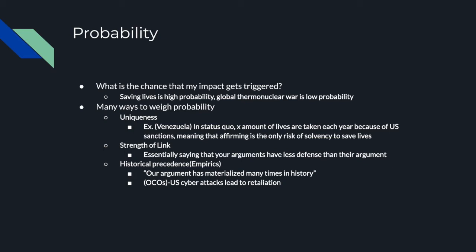And if you debated the Venezuela topic, many teams on the affirmative side made the argument that in the status quo, X amount of lives are taken each year because of US sanctions, meaning that the affirming is the only risk of solvency to save lives. And that's just a way to weigh probability. Essentially, it's saying that uniqueness controls the directionality of the link. And then second is strength of link. And strength of link is just saying that your arguments have less defense than their argument. It's not real weighing.